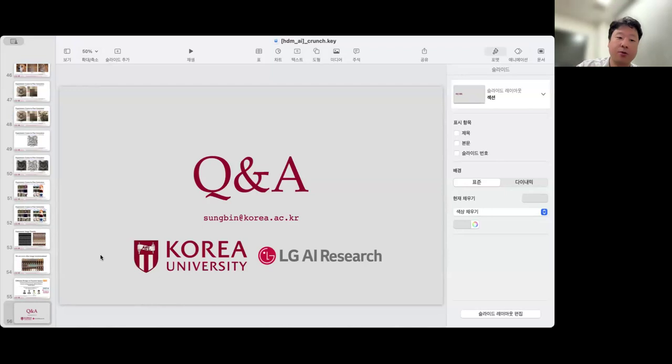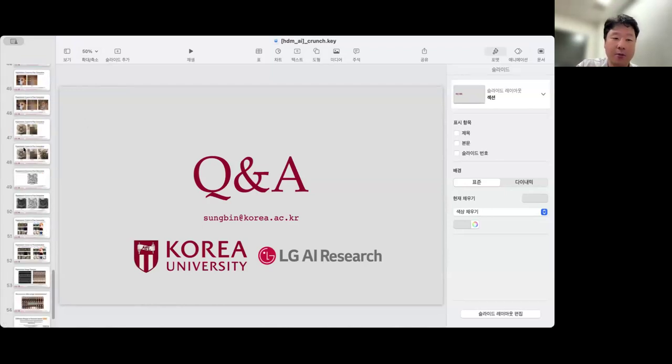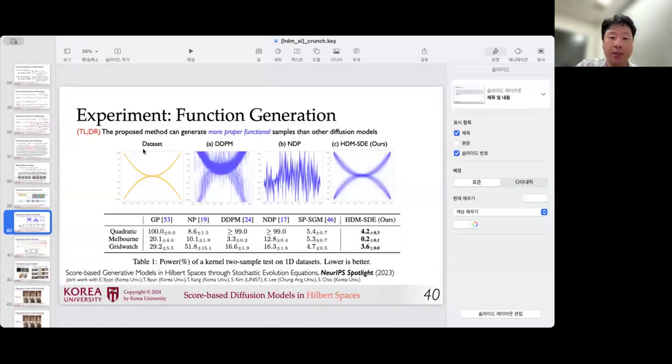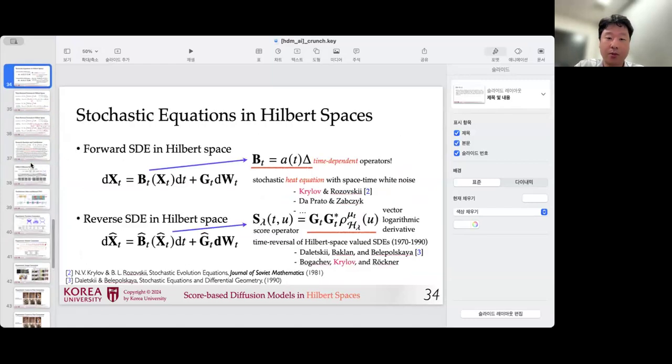Oh yeah, very good question. Yeah, it is possible. For example, if we generate the functions using this reverse SDE, then we can obtain the coefficients of the basis functions. We have the basis functions for sampling the functions, so let me explain this more precisely.